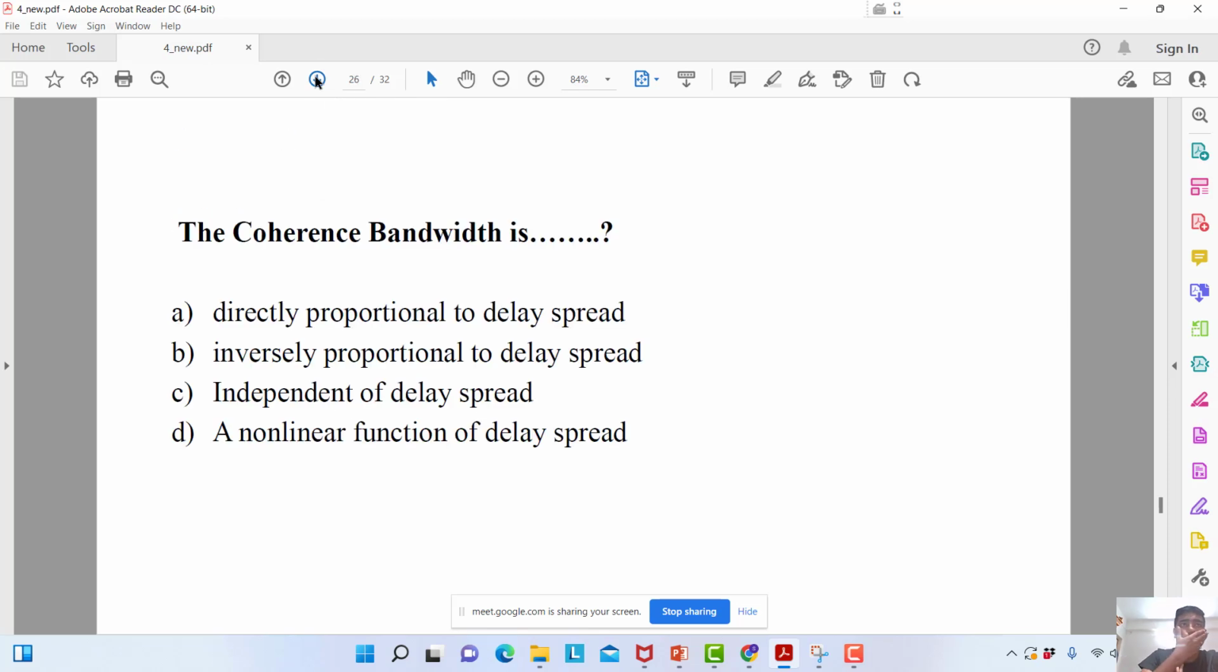Now, it is just a basic question: the coherence bandwidth is. We have to write the formula of the coherence bandwidth and, according to the formula, we have to comment. Mainly we have to note the relation between the coherence bandwidth and delay spread, because all the options have the term delay spread. The options are: directly proportional to delay spread, inversely proportional to delay spread, independent of delay spread, and a non-linear function of delay spread. So the answer is the B part, inversely proportional to the delay spread. Right answer B.